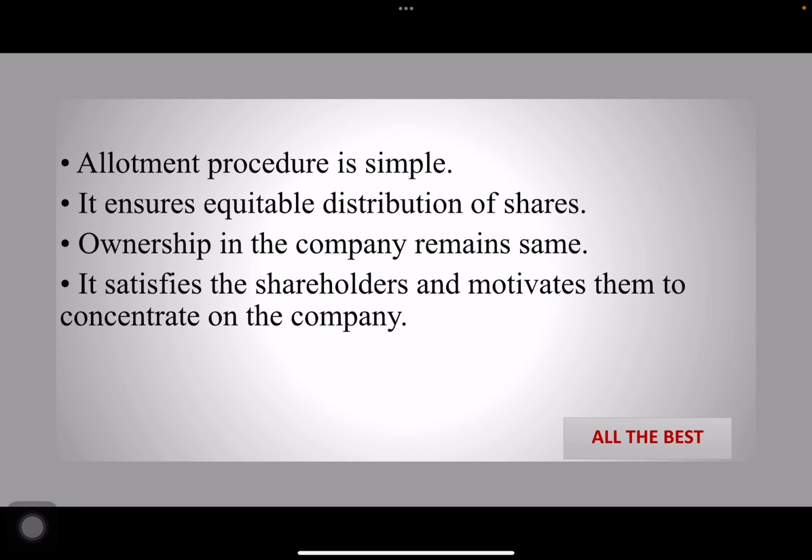Allotment procedure is simple, it ensures equitable distribution of shares, and another very important one is that ownership will not be diluted. Ownership in the company remains the same. It satisfies the shareholders and motivates them to concentrate on the company's welfare.